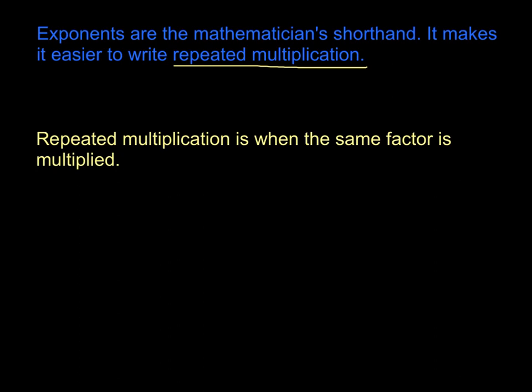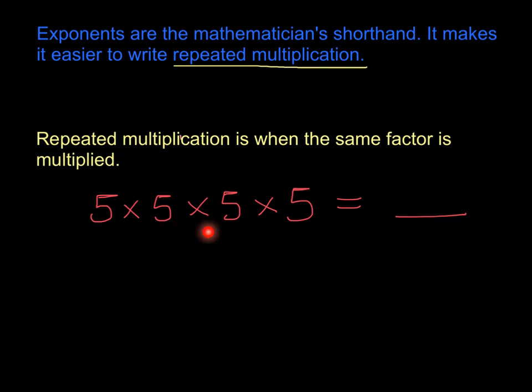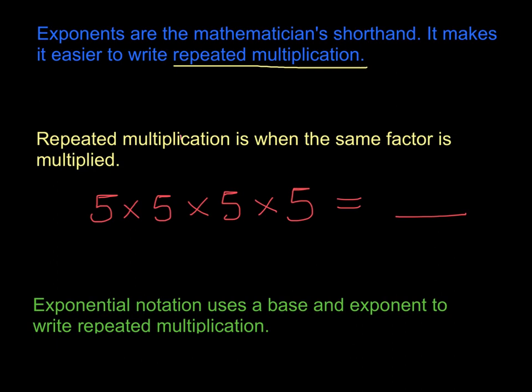For example, if I have 3 times 3 times 3, my repeated factor is 3 because it is repeated in the multiplication problem. Here I have 5 times 5 times 5 times 5. We're going to use this problem to practice exponential notation.